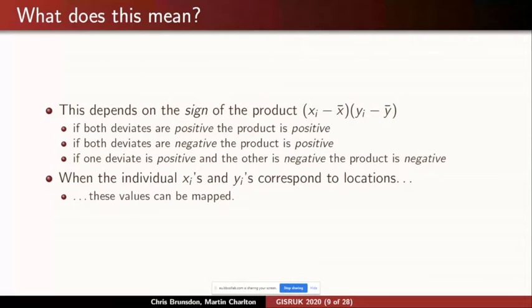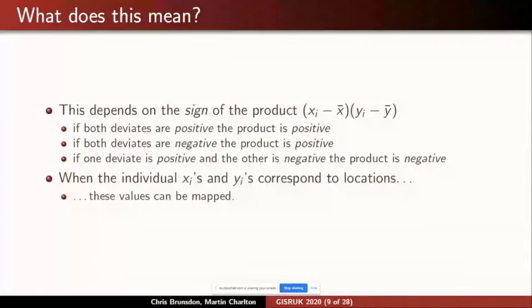So it depends on the sign of the product. If both deviates are positive, the product is positive. If both deviates are negative, the product is positive. And if one deviate is positive and the other negative, then the product is negative. We can calculate these for each location, and we can then map those particular values. It starts to give some indication of what the spatial pattern might well be.